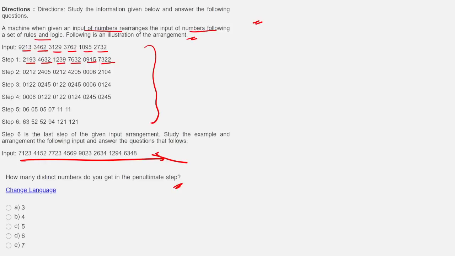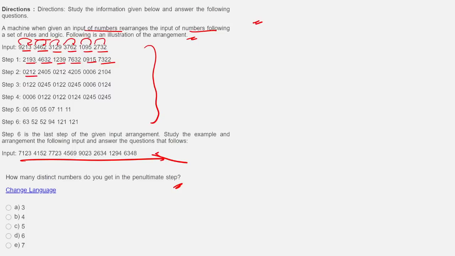All the same numbers are getting rearranged. What is happening? The first is moving to the third place, right? The first is moving to the third. That is always happening. Now let's see the second step.